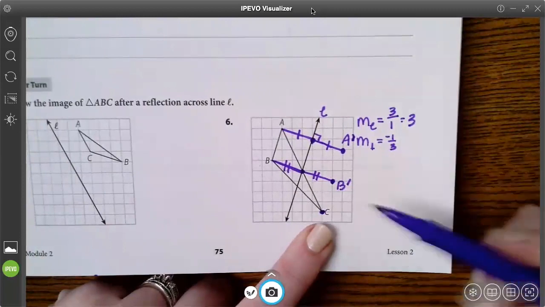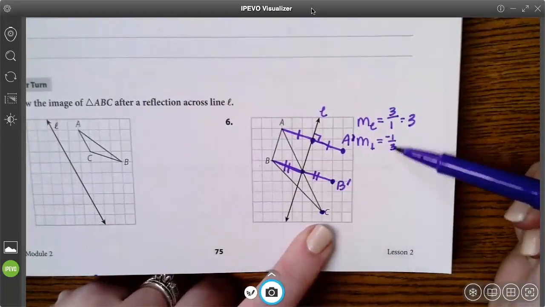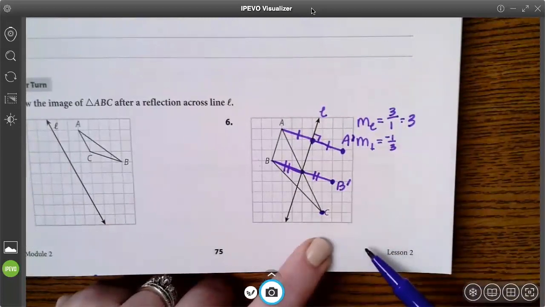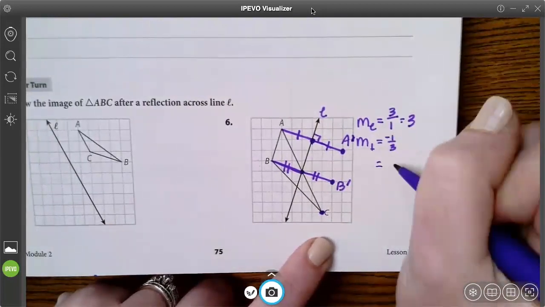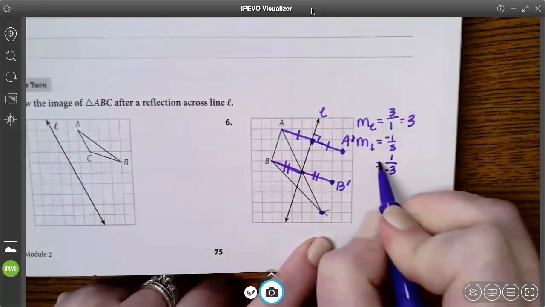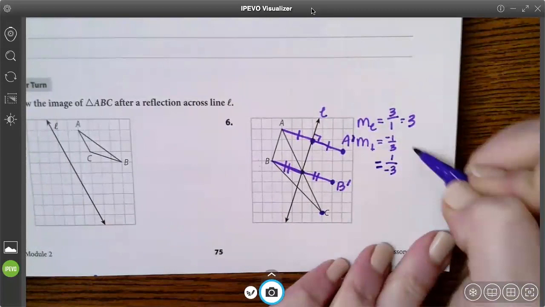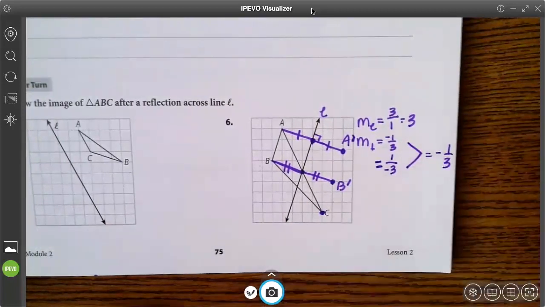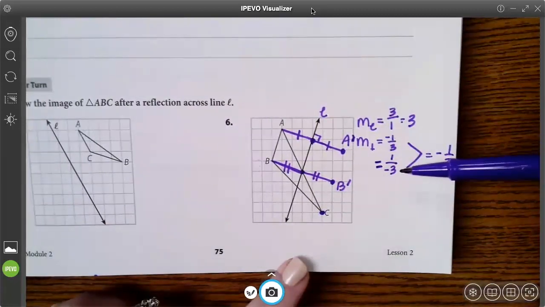I need to manipulate my slope, right? If I go down 1 and over 3, that's going to bring me down here. That's not really going to work. I could achieve the same slope if I said up 1 and left 3. See how I just made the bottom number negative instead of the top? They both are still equal to -1/3, but I just changed which one of these directions was my negative direction.